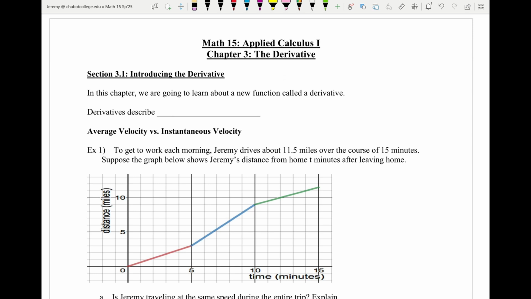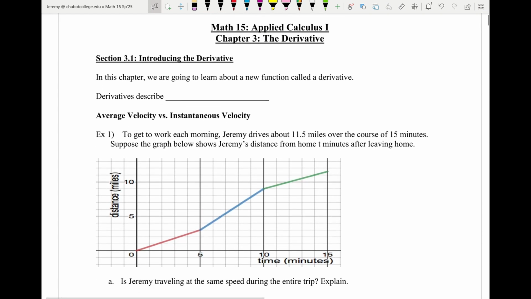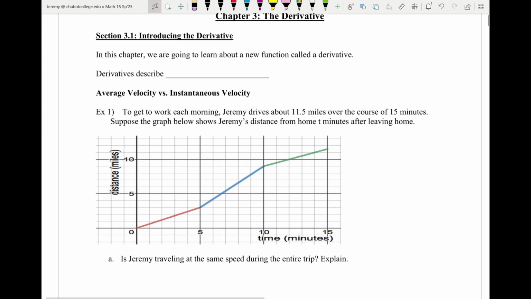Chapter 3, the derivative. In this chapter, we are going to move into the first major branch of calculus called differential calculus. We're going to focus on looking at rates of change and looking at a bunch of applications in engineering and science and in business, of course. Let's start out with section 3.1 and introduce the derivative.